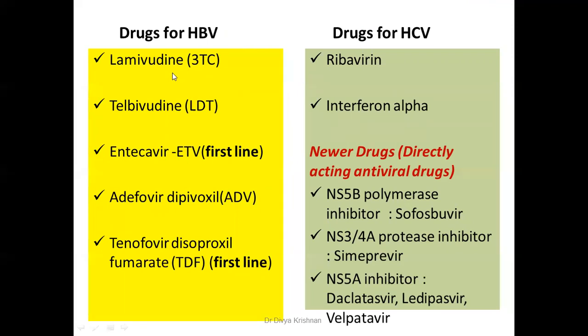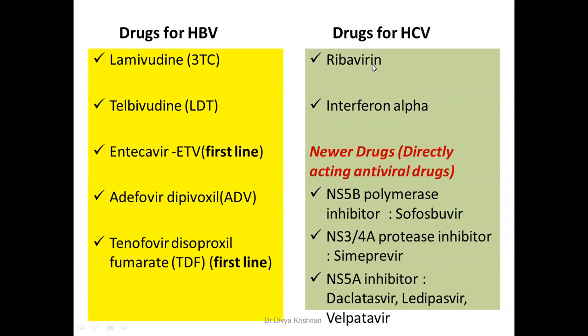Now, let us first list the examples for hepatitis B viral infections. Under this, you have got lamivudine, telbivudine, entecavir, adefovir, and tenofovir. Of all these drugs, the first line drugs are entecavir and tenofovir. The others are all second line drugs for hepatitis B infections. In the brackets, I have just given the abbreviated versions of these drugs. You can learn them if you are interested.